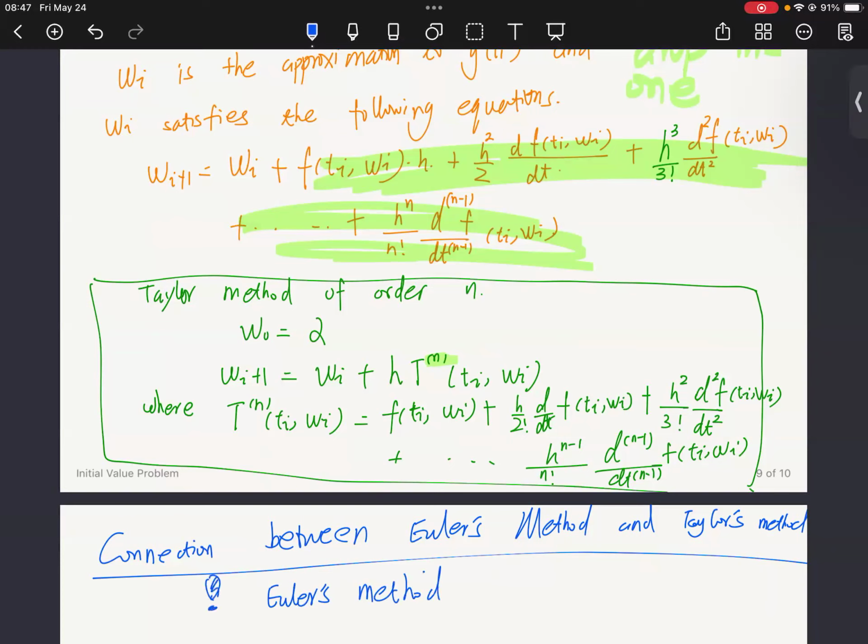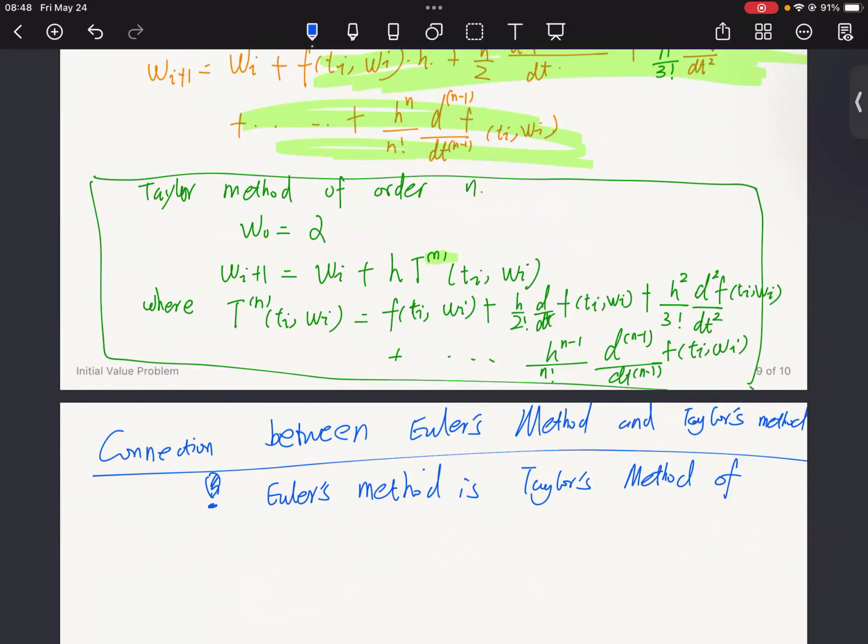So Euler's method is the Taylor method with order 1. That's the connection between Euler's method and Taylor's methods. As you can see, Euler's method is the simplest version of the Taylor method. And that's it. Any questions?